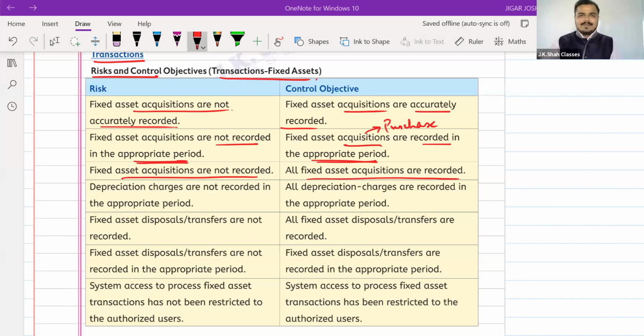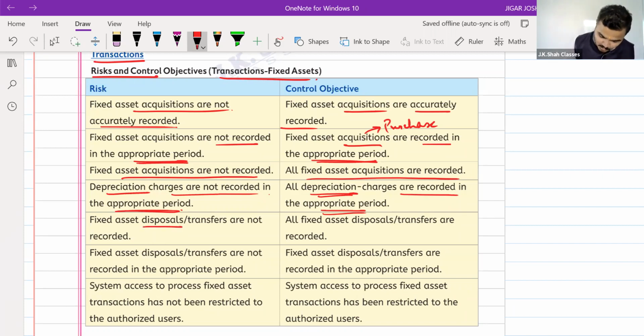Next most important thing is what? Sir, to provide depreciation. Mistakes are done over there also. The depreciation charges are not recorded in the appropriate period. Sir, all depreciation charges must be recorded in an appropriate period. Yes, or no? Yes, sir. Fixed asset disposals or transfers, my dear charters, are not recorded at all. Don't you think so? It would be a disaster. Yes, sir. So all fixed asset disposals and transfers must be recorded accurately.